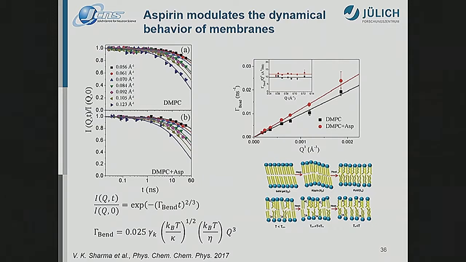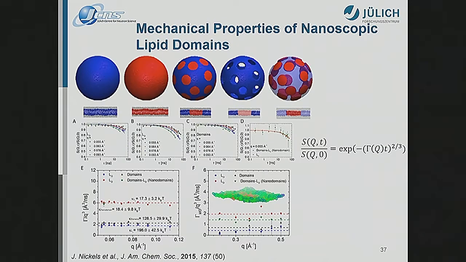You can also tell that this bending gamma goes like Q to the power of 3, so it's fairly easy to interpret the data. If you plot it as gamma over Q cubed, you get this horizontal line, so you can get the bending modulus. That's one example. The other one is similar, except they used contrast matching to study different lipid domains, and by this contrast matching they were able to look at different parts of those lipid domains. That result was published two years ago, and again they used the same Zilman-Granek model to interpret the data.